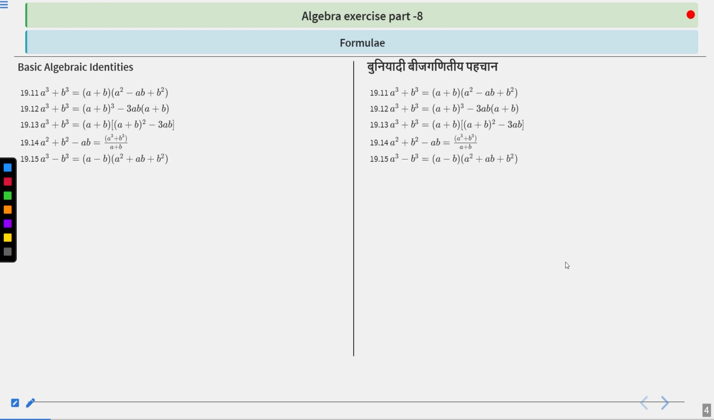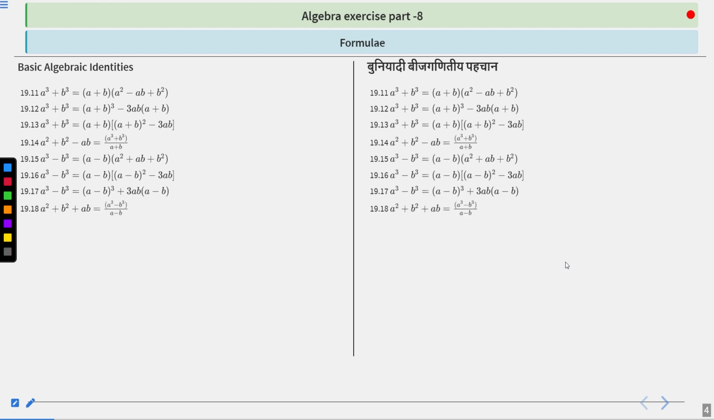Then we have a cube minus b cube, that is equal to a minus b into a square plus ab plus b square. Then a cube minus b cube is equal to a minus b into a minus b's whole square minus 3ab. Next we have a cube minus b cube is equal to a minus b's whole cube plus 3ab into a minus b. Then we have a square plus b square plus ab is equal to a cube minus b cube upon a minus b.